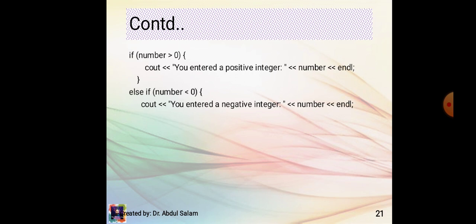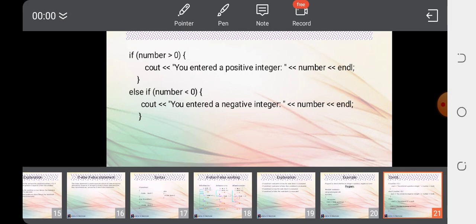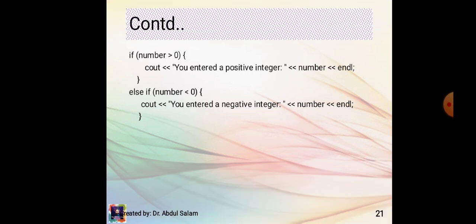If condition: if number is greater than 0, then cout "You entered a positive number." Else if condition: number is less than 0, cout "You entered a negative integer." And then an else statement, in which cout "You entered 0."